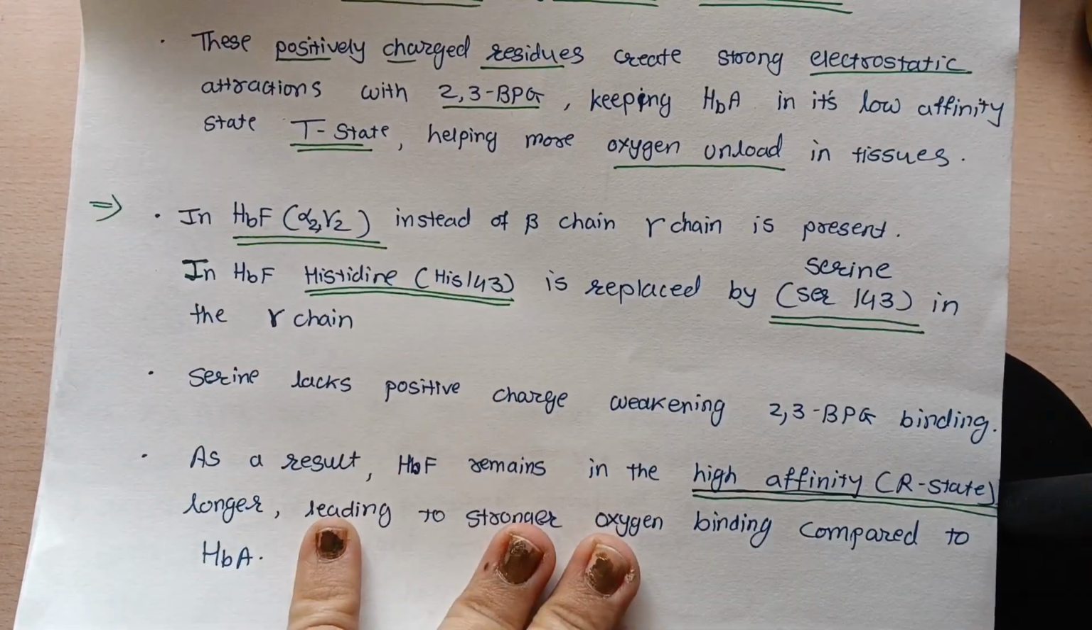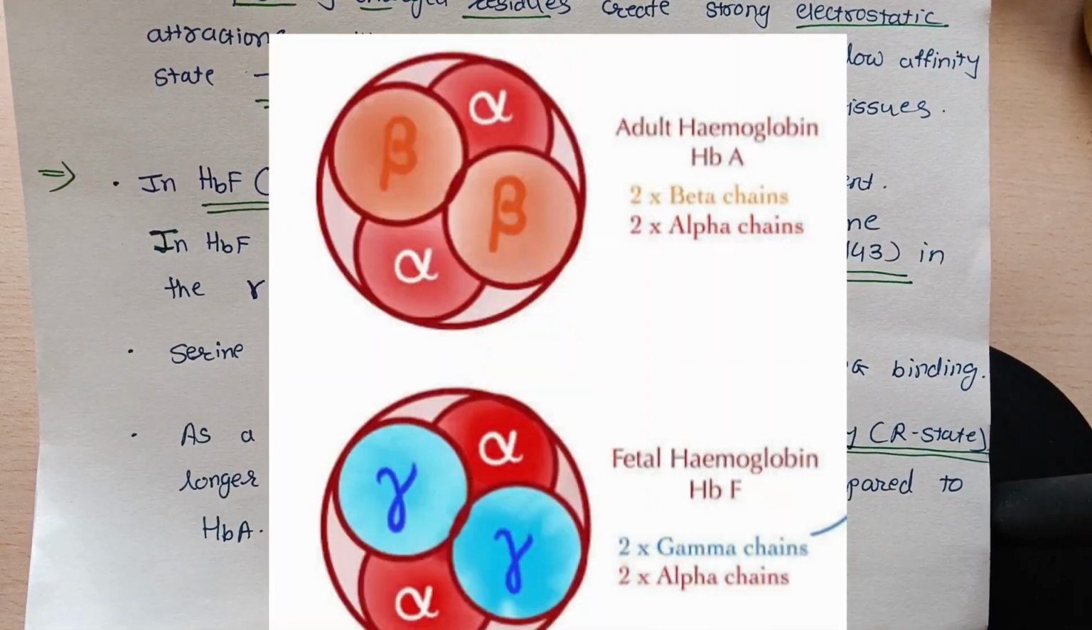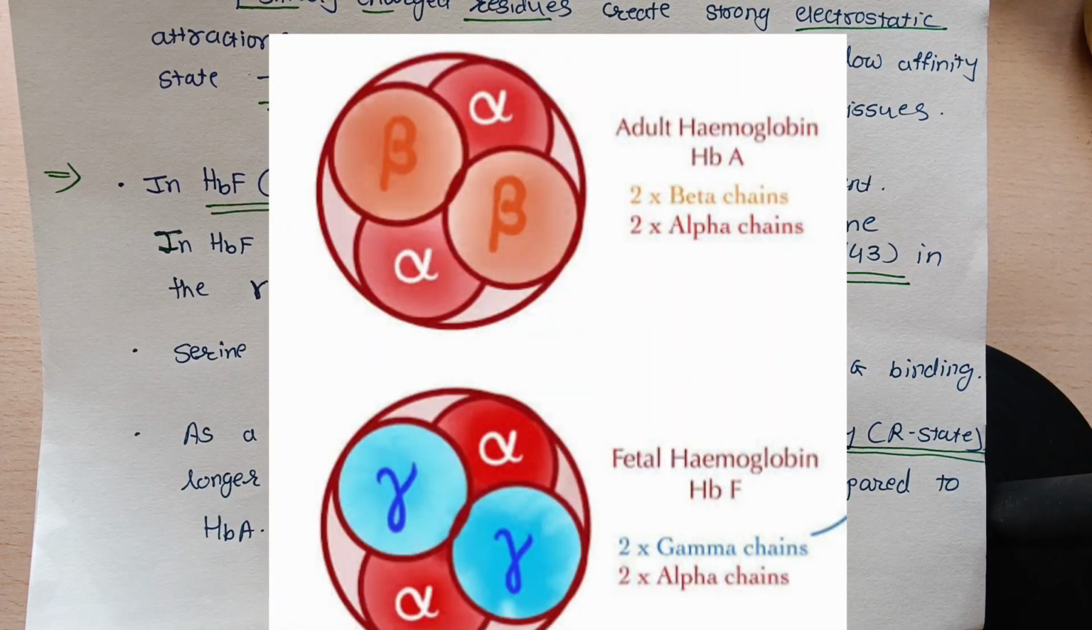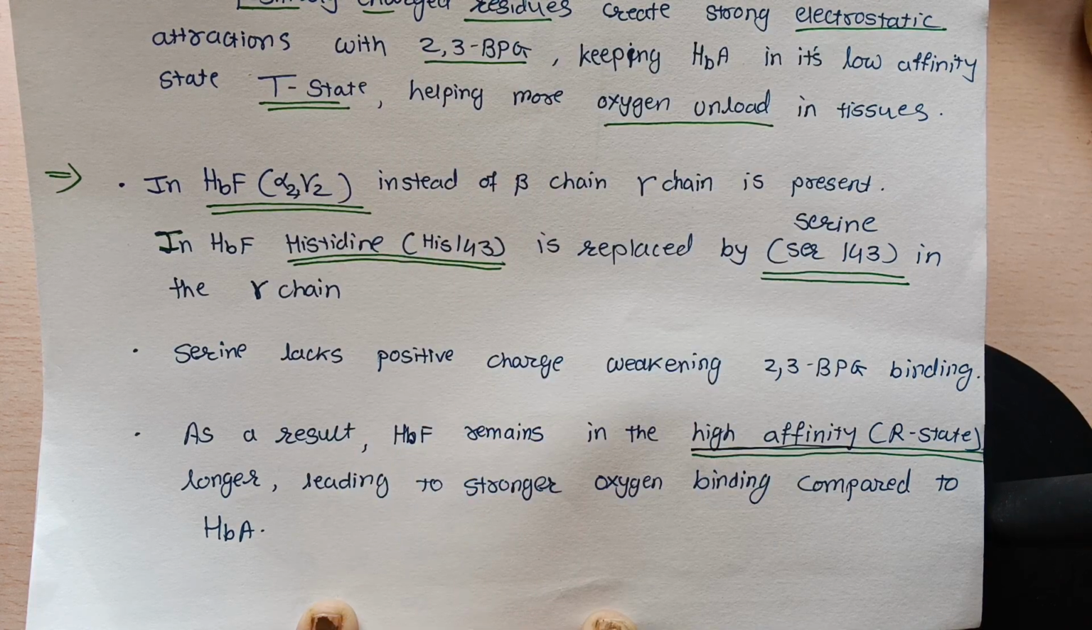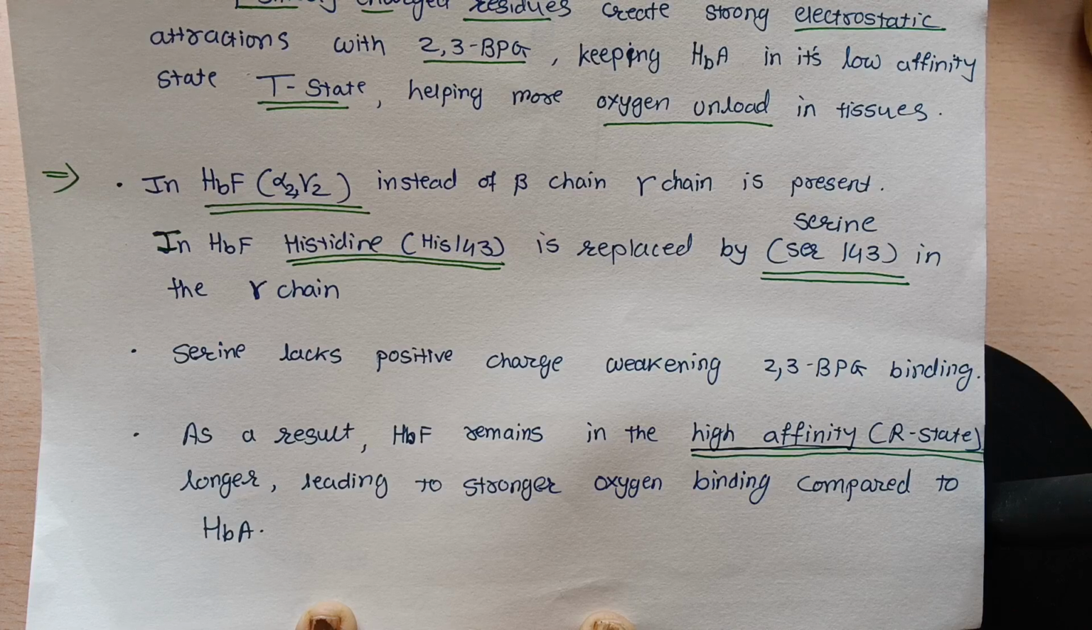But as we mentioned, there is a difference in the fetus hemoglobin. In the fetus hemoglobin, instead of the beta chain, the gamma chain is present, and in the gamma chain there is a difference in the amino acid. In the beta chain at the 143 position, histidine was there, which is positively charged. But here in the gamma chain, serine is there, and serine is neutral, meaning it doesn't have any charge. So the overall positive charge on the central cavity will be decreased. Earlier it was 6 positive charges, now it will become 4 positive charges.